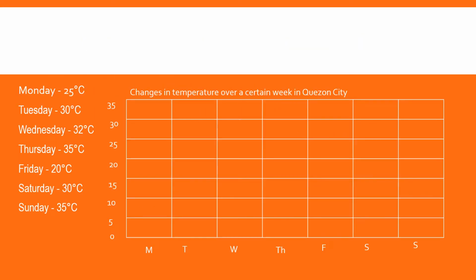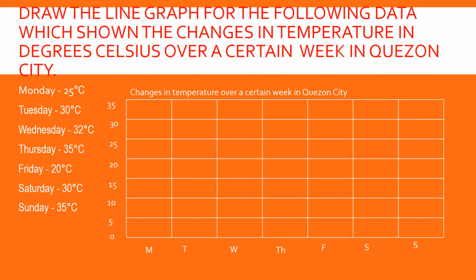Okay, so let us have this one. Draw the line graph for the following data, which show the changes in temperature in degrees Celsius over a certain week in Quezon City. So for us to easily put a line graph, we will use points first.